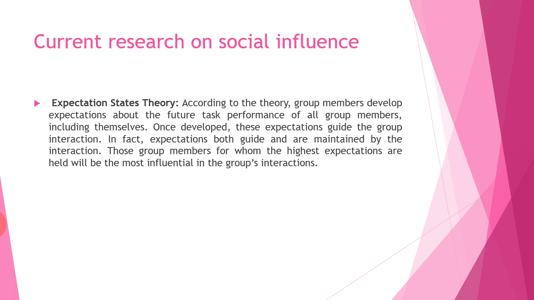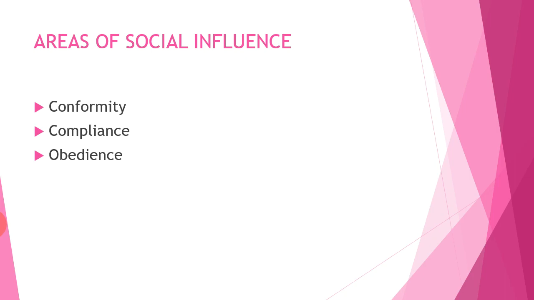So these were the current researchers in social influence area. Next come the three different areas of social influence. These are the three different areas in which we can change, intentionally or unintentionally, the attitudes, feelings, thoughts and behaviors of another individual. So these are the three forms or areas of social influence. First one is conformity, second one is compliance, and third one is obedience.